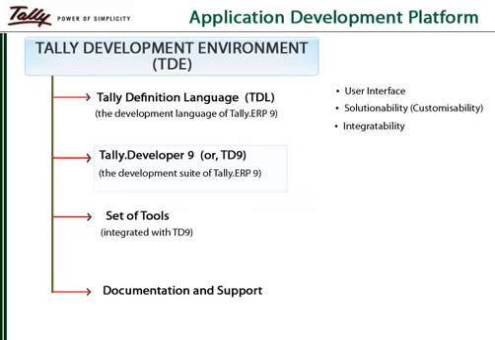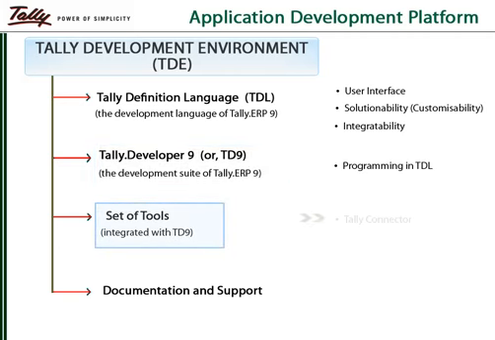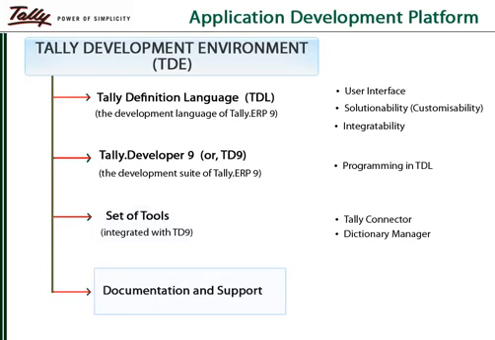Tally.Developer 9 is a product in itself which is used for the development of Tally.ERP 9. It is also acquired by the development partners to provide solutions on Tally.ERP 9. TD9 contains a lot of tools for the developer's aid, for example, Tally Connector and Dictionary Manager. An exhaustive set of sample programs and documents are available as reference for the developers. Email and call support make the development all the more easy.